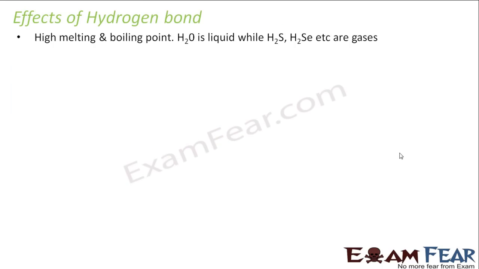So the effects of hydrogen bond, it has some effects. That's why we are studying this bond. The high melting and boiling point. Molecules have high melting and boiling point if they have hydrogen bond. For example, water is liquid because it has hydrogen bond. But H2S, H2Se, these are all gases with similar structure. But water is liquid. Why? Because of the hydrogen bond.